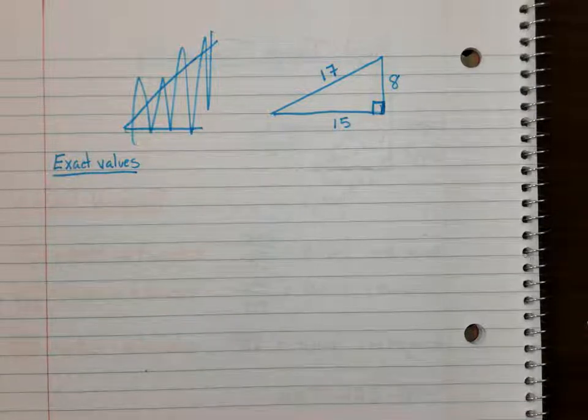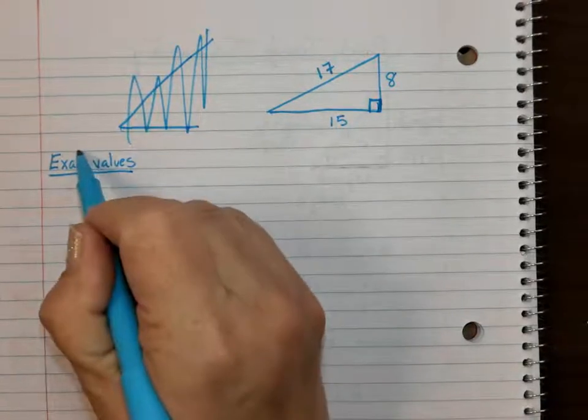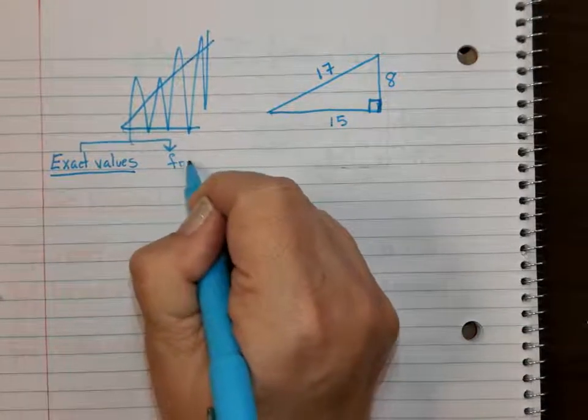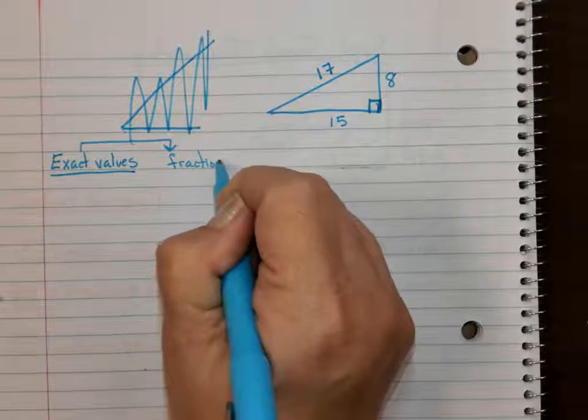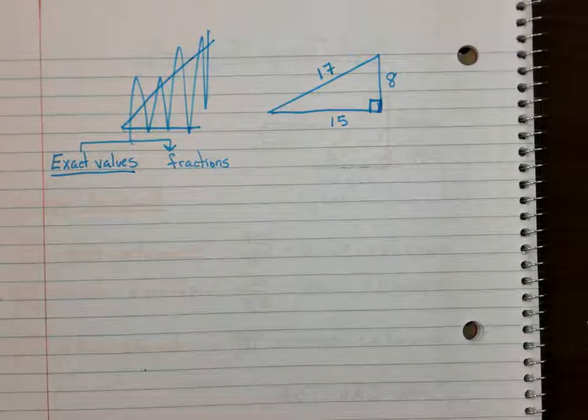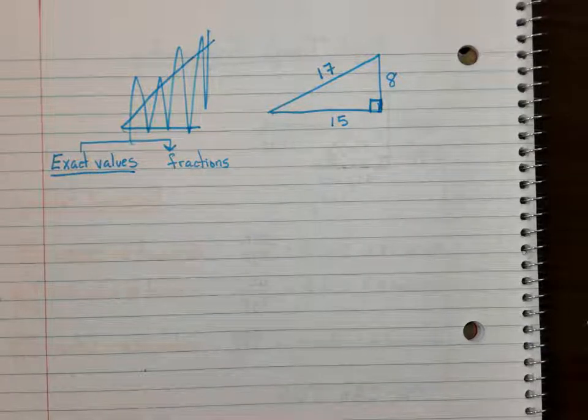Now, if it says exact values, what it really means here is to leave these as fractions, right? Leave them as fractions. Simplify them if you can, naturally, but don't change them to decimal format. Because if you change it to a decimal and you round, then it is no longer an exact value.